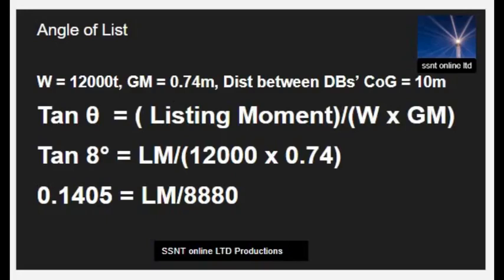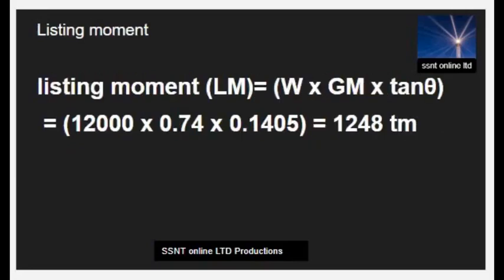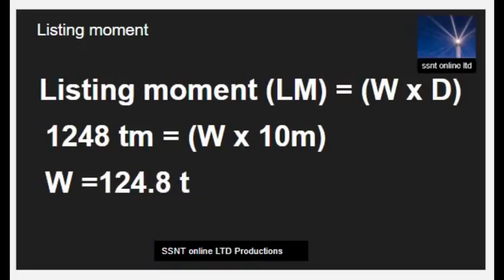We can find the tangent of 8 degrees using tables or a scientific calculator. The listing moment is the product of the displacement multiplied by the GM, multiplied by the tangent of the angle of list. The distance moved by the weight is the distance between the centers of gravity of the tanks, 10 meters. The weight is 1248 divided by 10 equals 124.8 tons.